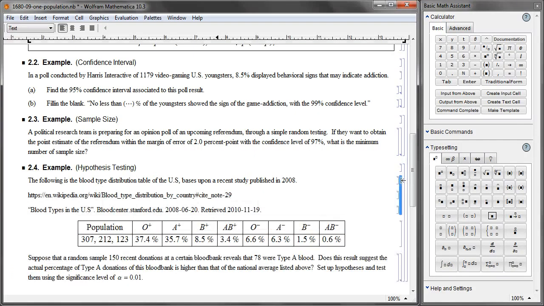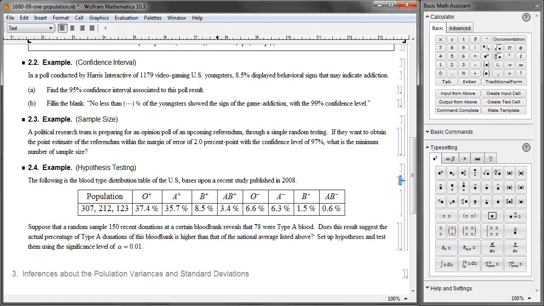By the way, here's a source if you're interested. Suppose that a random sample of 150 recent donations at a certain blood bank reveals that 78 were type A blood. Does this result suggest that the actual percentage of type A donation of this blood bank is higher than that of the national average listed above? Set up the hypothesis and test them using the significance level of alpha equals 0.01, 1%.